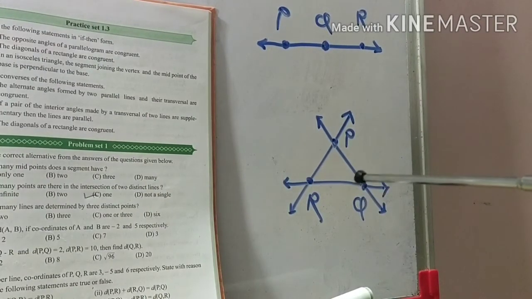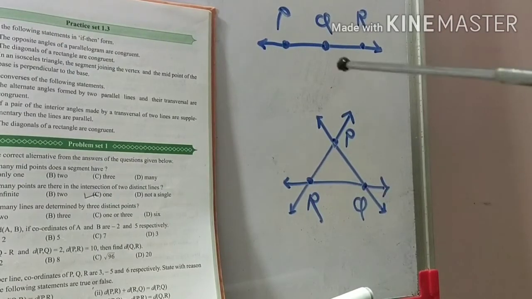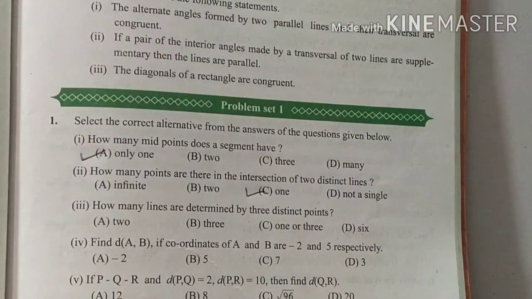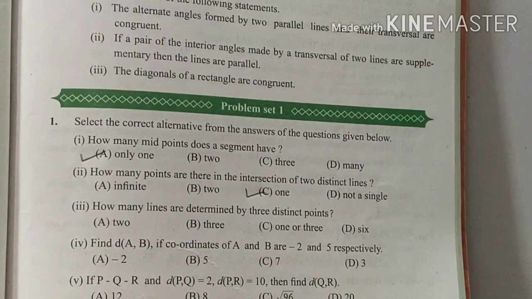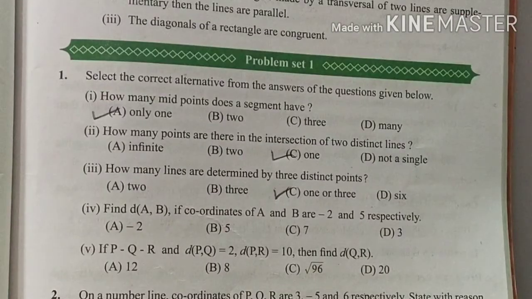3 different lines, means here the answer is what? Yes, option C, 1 or 3 is correct one. Okay. Fourth one is what?